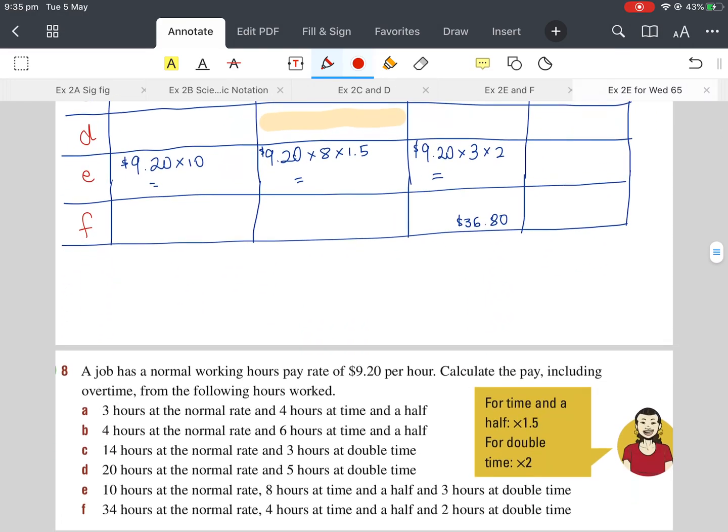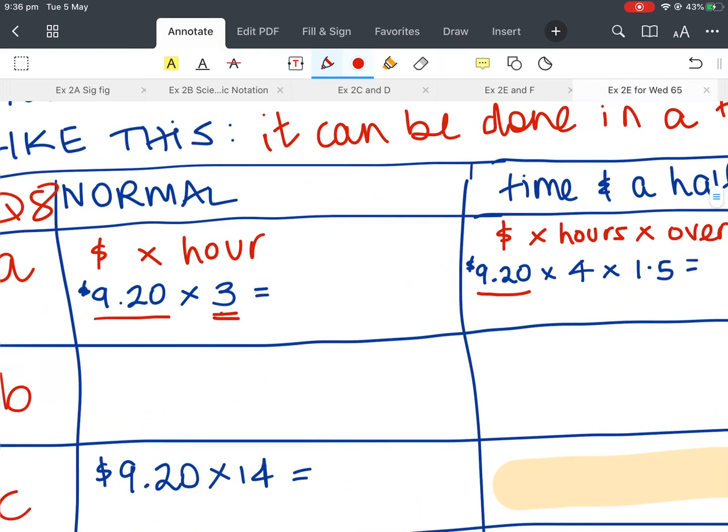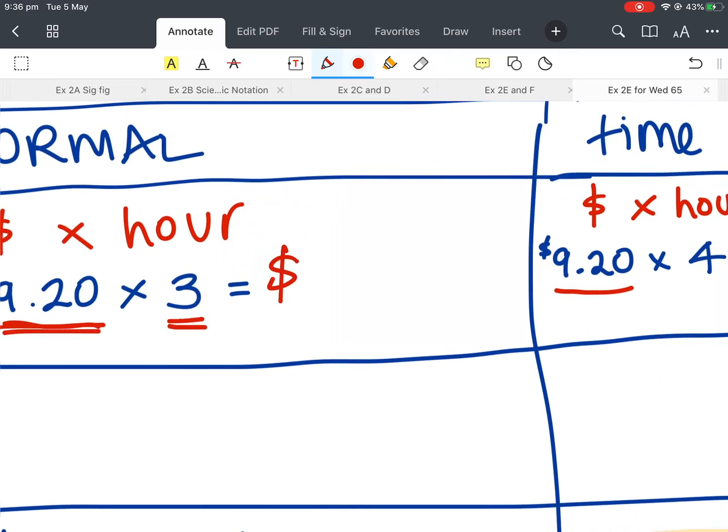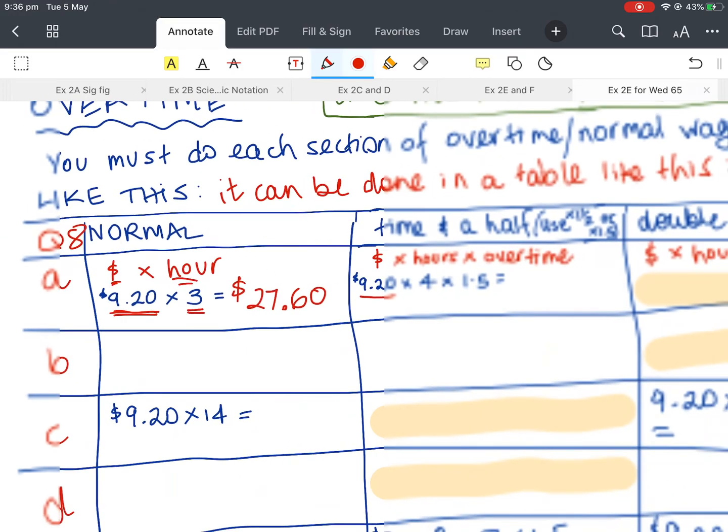Now, if I go back to the question, the first one says we work 3 hours at the normal rate. So in the table, I've written 3 hours at the normal rate. The first thing I want you to do on your calculator is 9.20 times 3, please. Tell me what you get. Did you get $27.60? 27.6? Don't forget to put the 0 on the end. Okay, so that's how you do normal: the dollar amount times the hours. That's the first one.